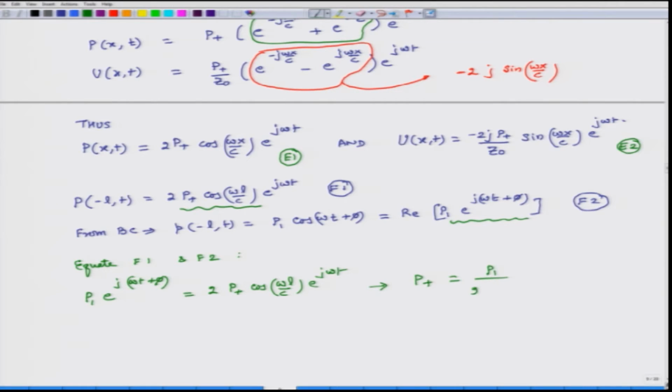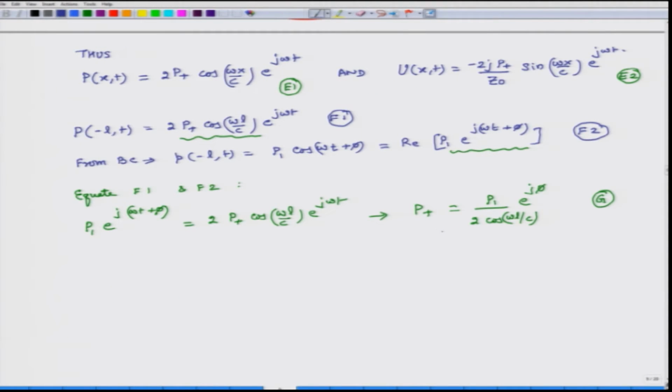cos(ωL/c) times e^(jφ). So, this is equation G. So, now we have calculated the value of P+, which is a complex entity. So, this is P1 is real, but e to the power of jφ is complex, and the denominator is 2 cos(ωL/c).